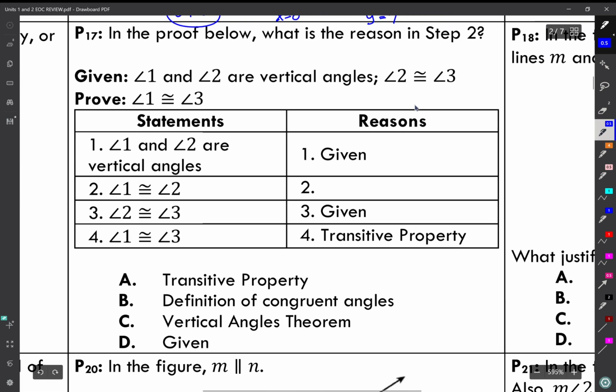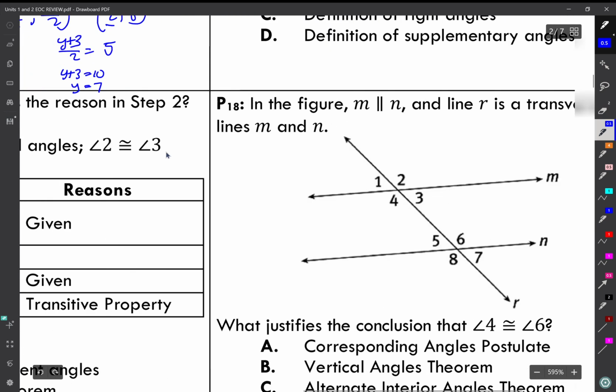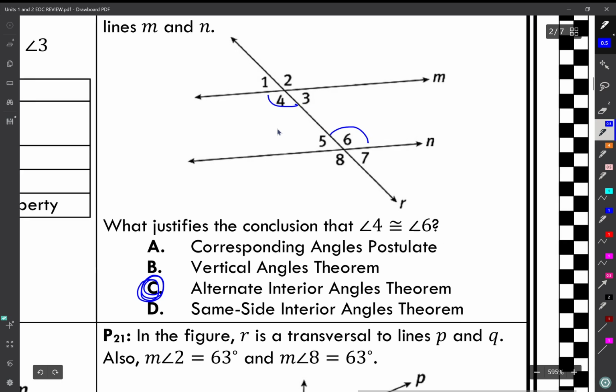In the proof below, what is the reason in step 2? Step 2 right here. If these are vertical angles, we know they're congruent by the vertical angles theorem. Okay, in the figure, M is parallel to N, and line R is a transversal of lines M and N. What justifies the conclusion that angle 4 is congruent to angle 6? This would be the alternate interior angles theorem, because 4 and 6 are alternate interior angles. Those are congruent when the two lines are parallel.